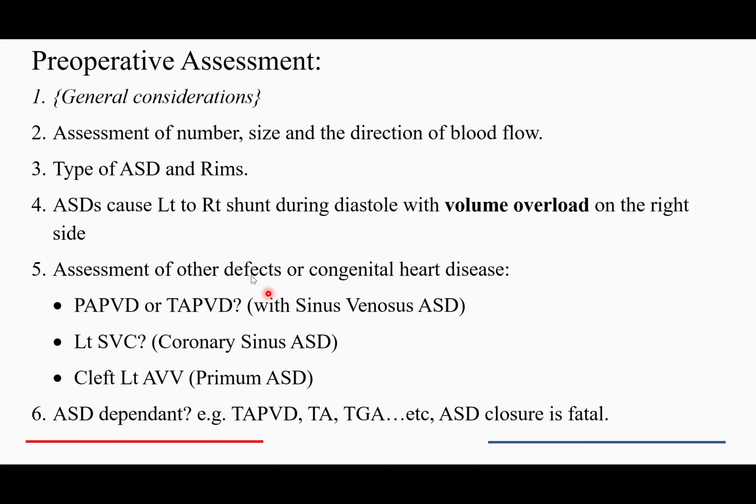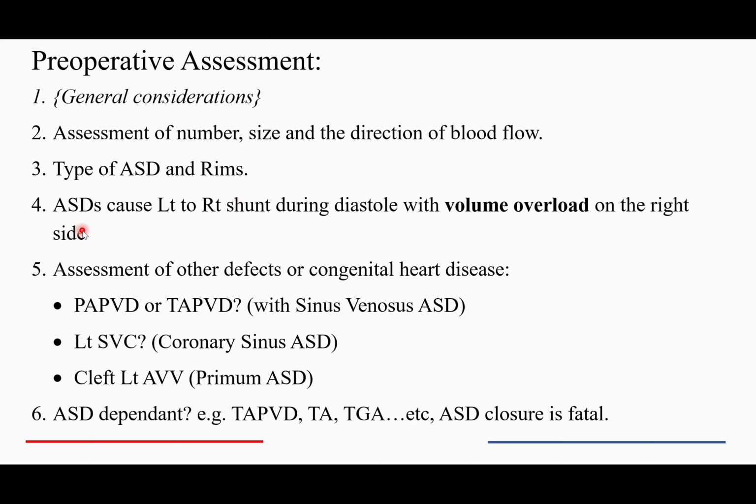Now, we're talking of the preoperative assessment, the same as the general considerations that we talked about previously. Then we assess the number, size, and direction of blood flow in the ASDs, the type of the ASD and the rims, whether the rims are deficient or not, because this decides whether the ASD can be closed by a transcatheter device, or they need surgery.